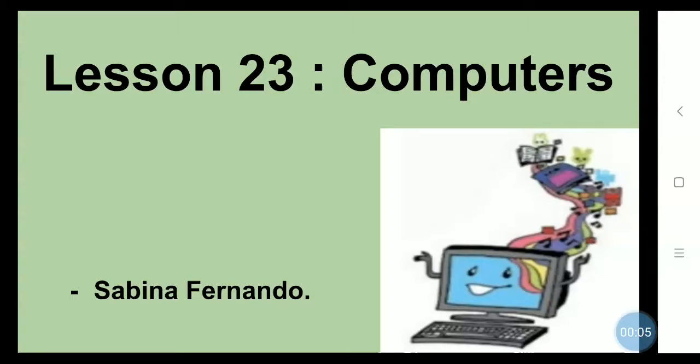My dear children, let us begin with the new lesson. Lesson 23, Computers. Charles Babbage invented the first mechanical computer. Let us read and understand the lesson.